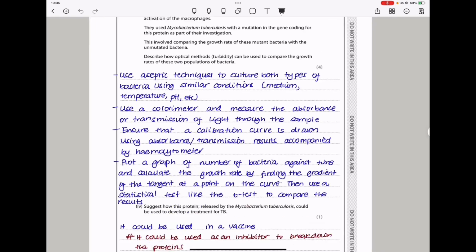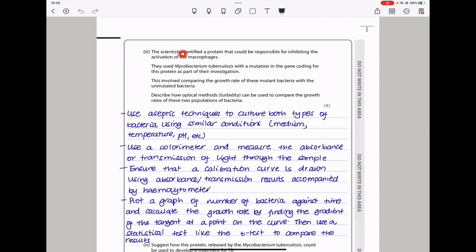Moving on. The scientists identified a protein that can be responsible for inhibiting the activation of the macrophages. They used Mycobacterium tuberculosis with a mutation in the gene coding for this protein as part of the investigation. This involved comparing the growth rates of these mutant bacteria with the unmutated bacteria. They want you to describe how optical methods like turbidity can be used to compare the growth rates of these two populations of bacteria.